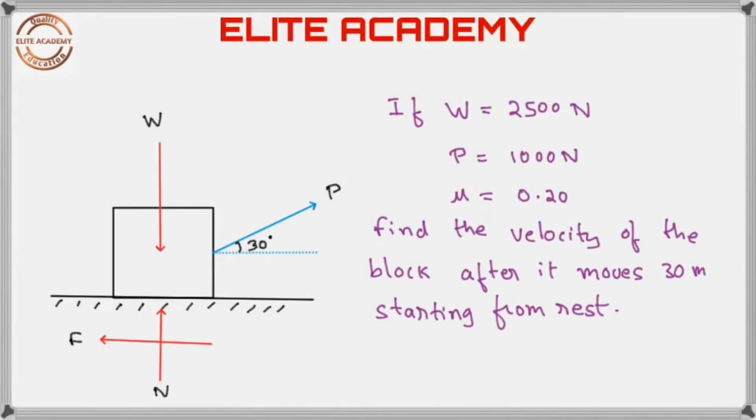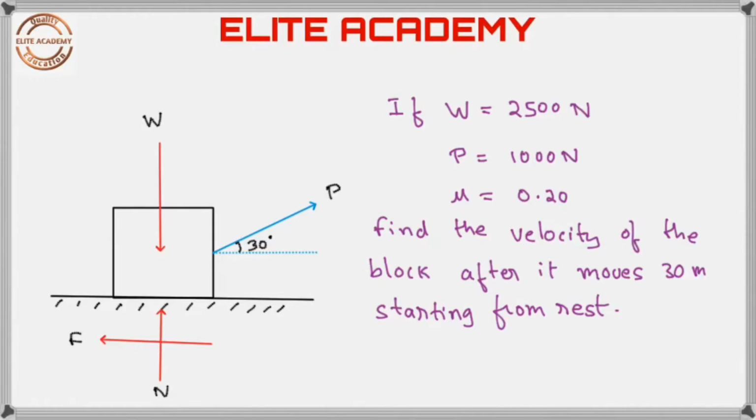Let us consider one simple problem. Consider a block resting on rough horizontal surface. Its weight W acts vertically downward direction. Now, normal reaction N acts in the upward direction. Let the block be pulled by force P, that is making an angle 30 degrees with horizontal.